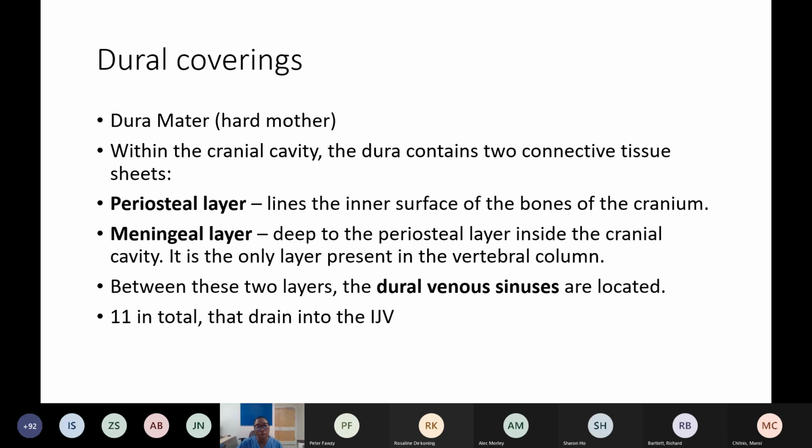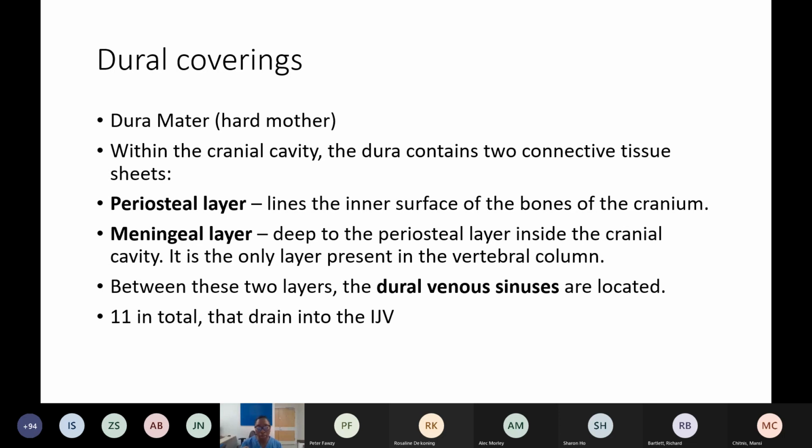So under this bone, we have the dural coverings, and these are what overlie the brain. So there are three of them, and the outermost one is the dura mater, Latin for hard mother, and that's because this is the thickest and toughest of the three coverings. So it's essentially two layers of connective tissue sheets. There's the periosteal layer, and that's what lines the inner surface of the bones that we've just discussed, and is strongly adherent to the sutures.